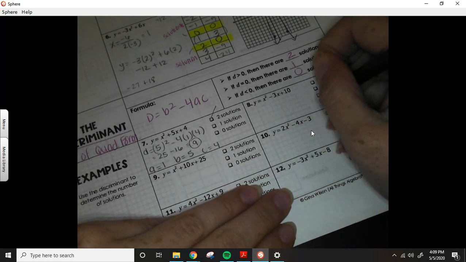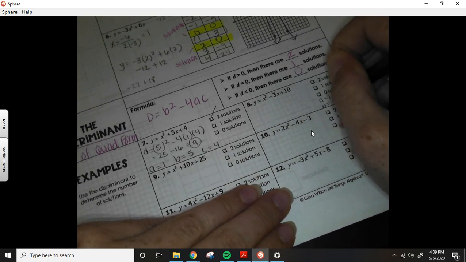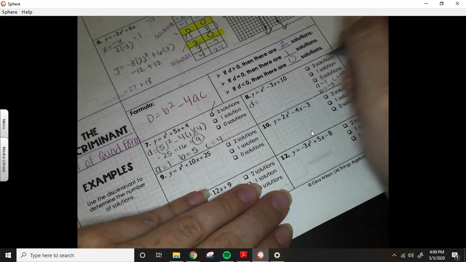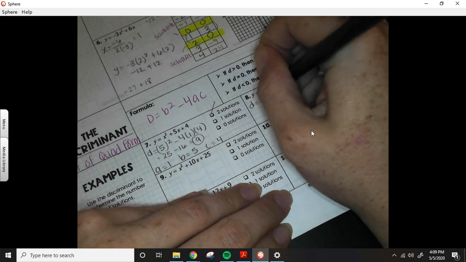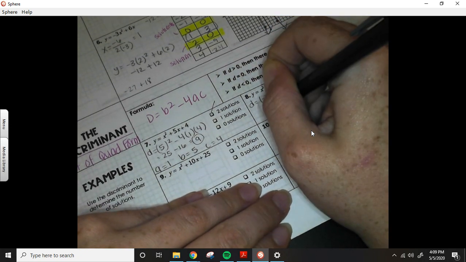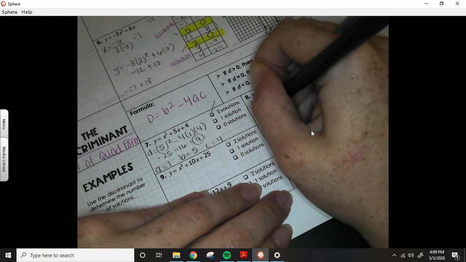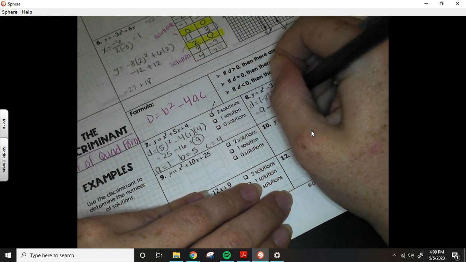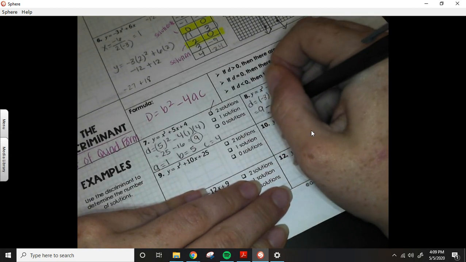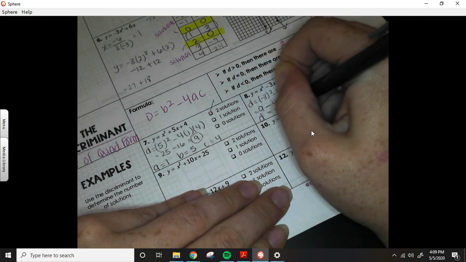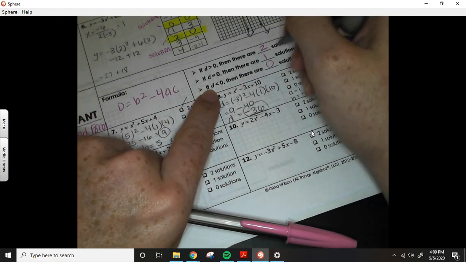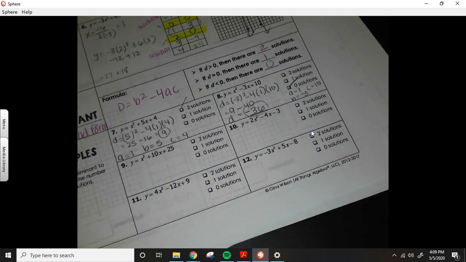Okay, A equals 1, B equals negative 3, C equals 10. So D is equal to B squared, so negative 3 squared minus 4 times 1 times 10. So this gives us 9 minus 40. Well, 9 minus 40 is a negative number. This equals negative 31. So if D is a negative number, what does that mean? That means it's less than 0. This one has no solution.